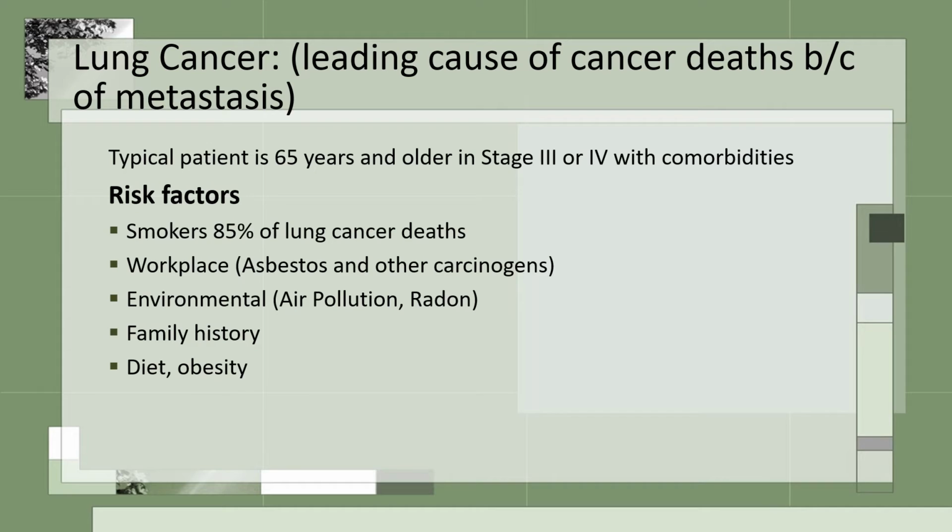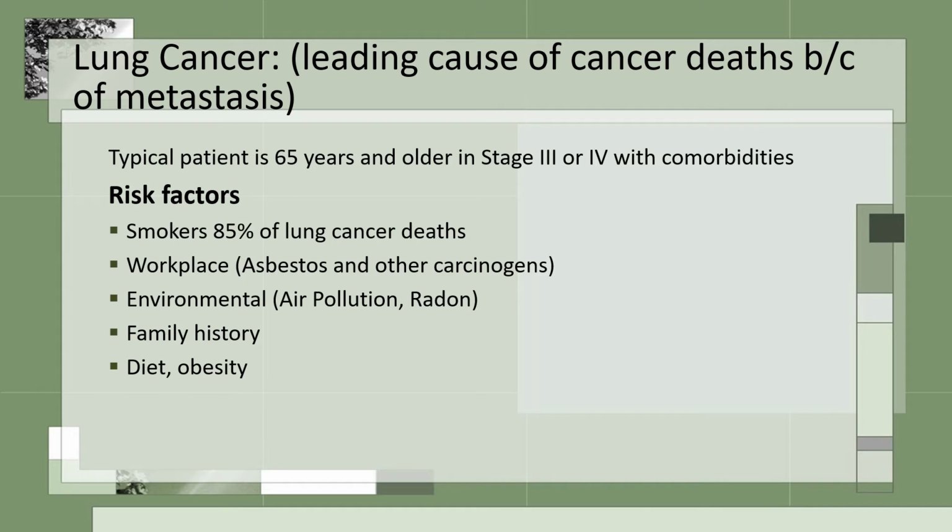Lung cancer, we're going to talk about that now. So lung cancer is the leading cause of cancer deaths because of metastasis. The typical patient is 65 years old and in stage 3 to 4 when they find out they have the cancer. The risk factors are, the number one is smokers. They account for 85% of all lung cancer deaths.